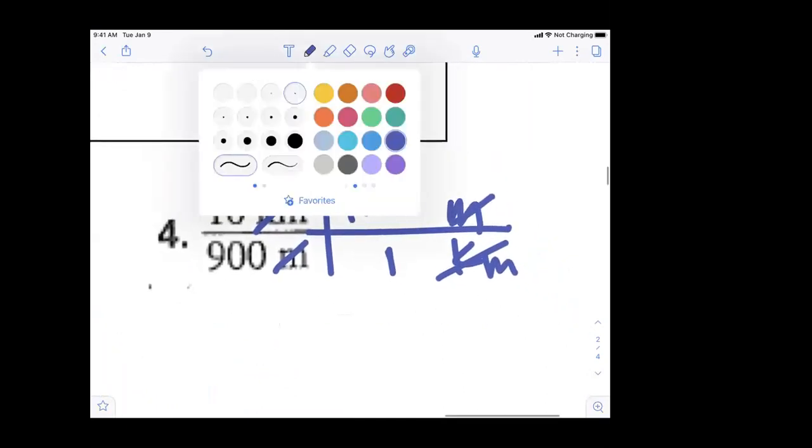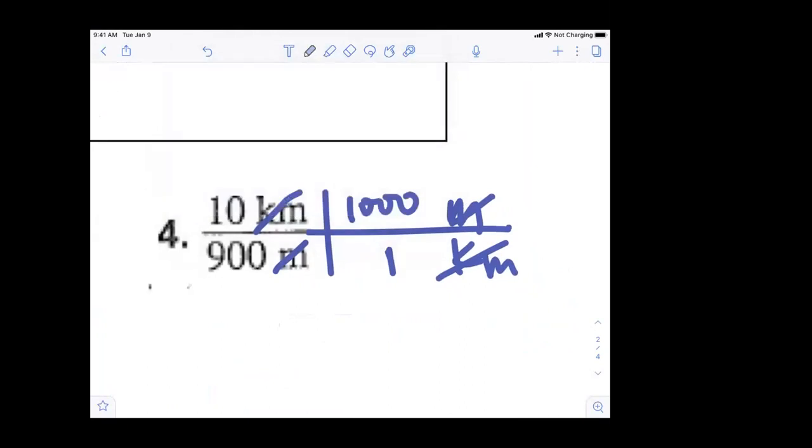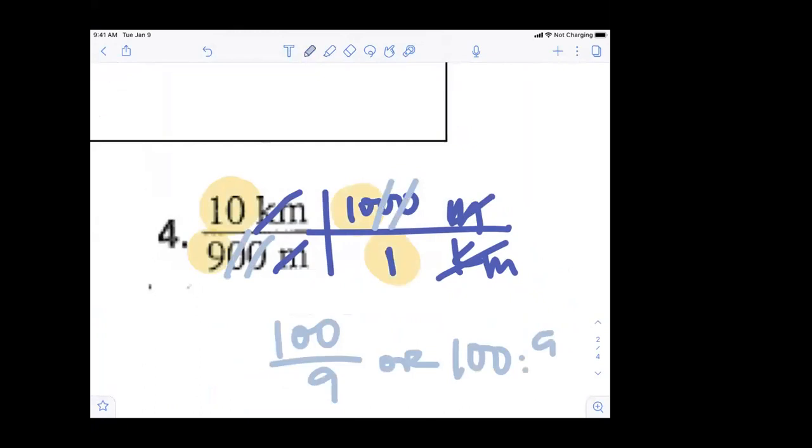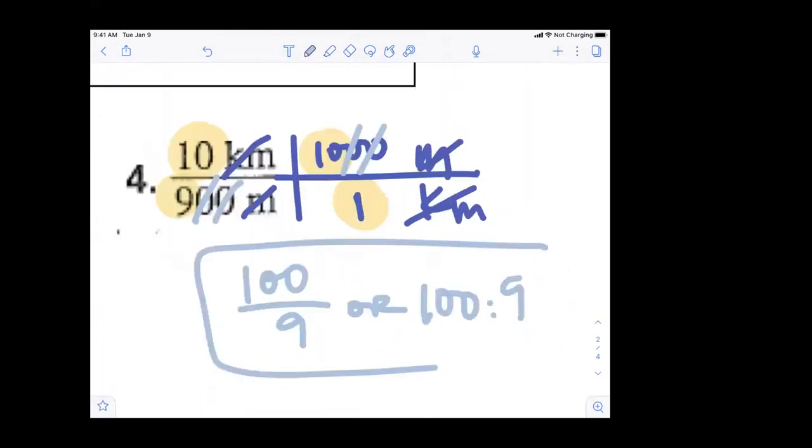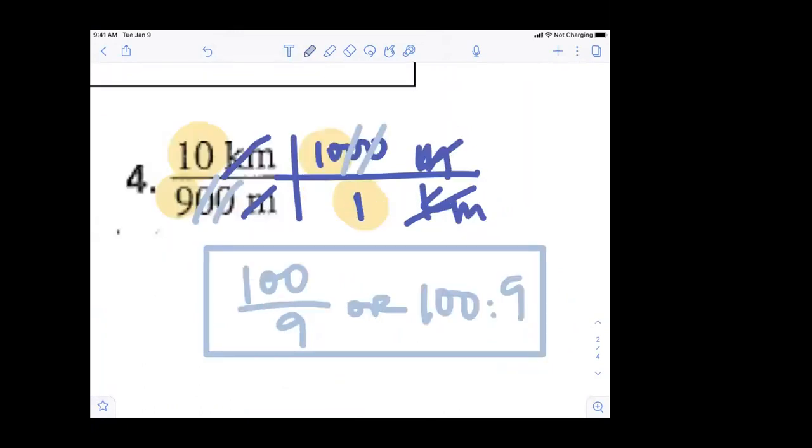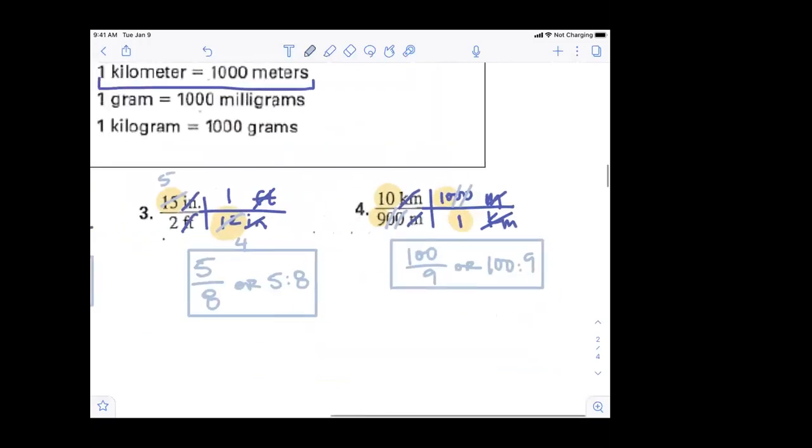The easiest thing to cancel out here is just some zeros. So 900 has 2 zeros and 1,000 has 3 zeros. So I can cross out 2 of them. And then that just leaves me 10 times 10 on top and then 9 times 1 on the bottom. So I've got 100 over 9. And that's actually as simple as it gets. So I can write that as a fraction or with a colon. Both of those are ratios. Those are the last 2 if you need to look at those again.